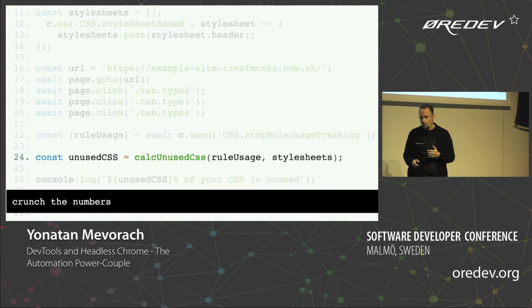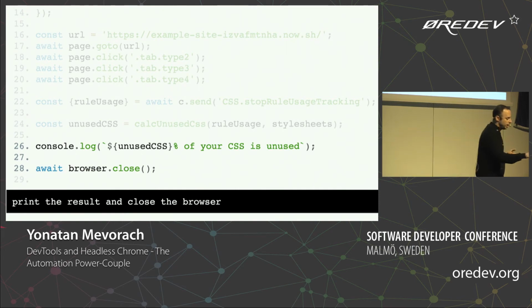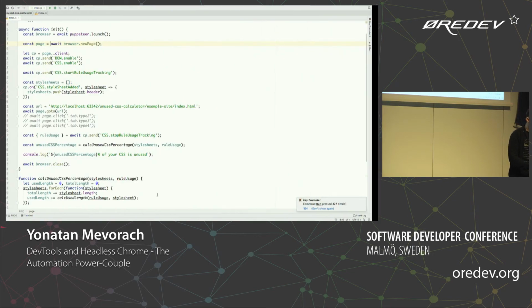In order to get this as a percentage rounded up to the nearest integer, something that's friendly to look at, I'm taking these two arrays, the rule usage array and the style sheets array, and I'm passing them to a function I don't show here just because it's boring, it doesn't touch Headless Chrome, and it's just doing some primary school level math, which is called calcUnusedCSS. I'll have a link at the end if you want to see the complete code. And this is all I need basically. Now I will have an automated script that I can run in my CI, which is going to tell me the real amount of unused CSS.